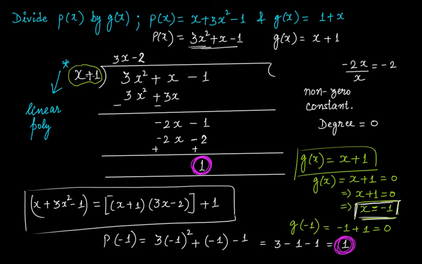If your divisor is a linear polynomial, and if you find its 0, and you put that 0 in p(x), that is the dividend, then the value that you will get will be equal to the remainder. So either you calculate the remainder by putting the 0 in p(x), or you go by the conventional long division method. Both these values will be equal. The condition is your divisor should be a linear polynomial. Right? Let's take one more example.